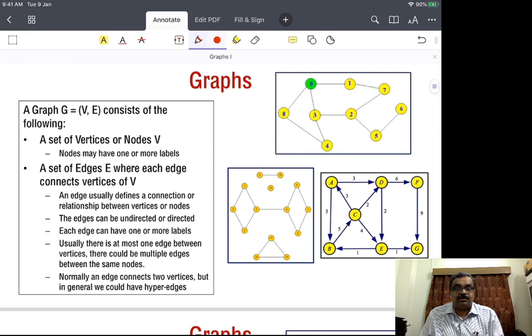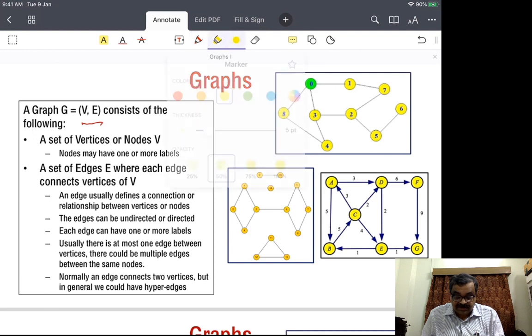Graphs, as you know, is a structure which has got two major components. The first component that is there in a graph is a set of vertices and a set of edges. So a graph G consists of two entities, a set of vertices and a set of edges.